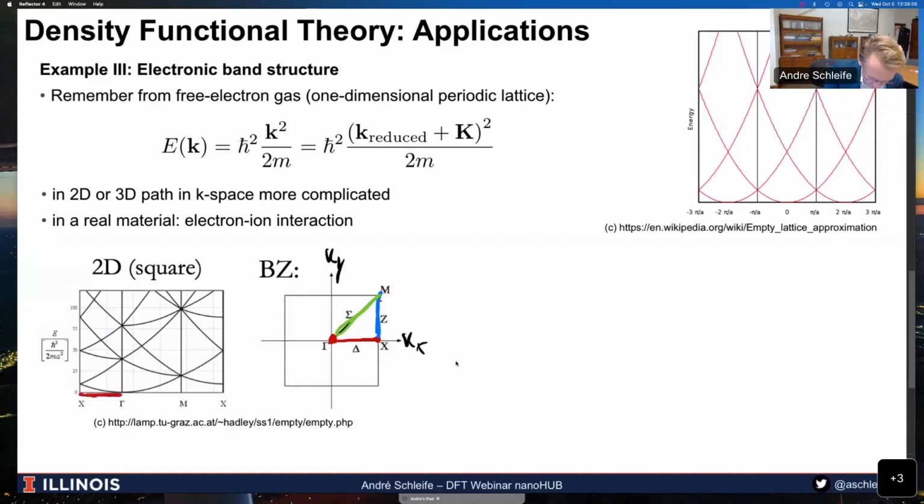All right, so let's start with the red one, gamma to X. It's this one. So you start at the gamma point, you walk over to the X point. And as you walk through k-space, you compute this function and you plot it. This is what the band structure looks like.